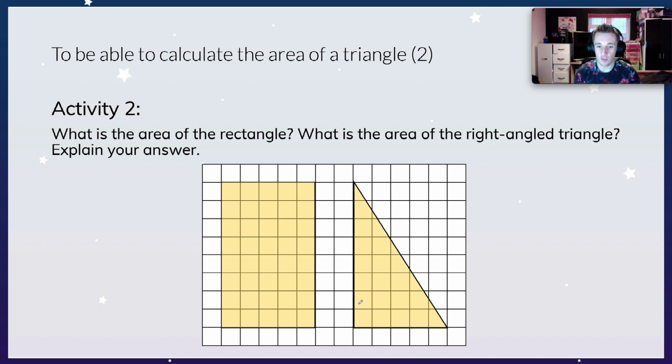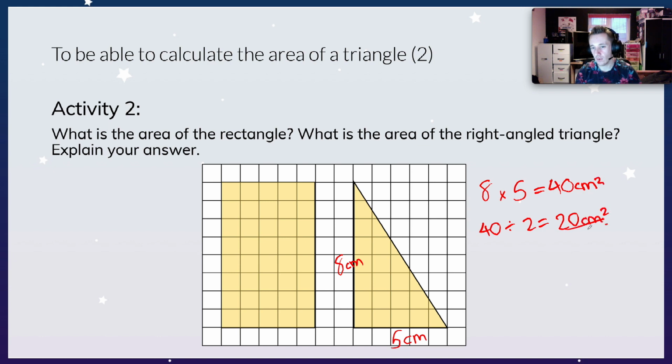So we're going to go count up. So we've got 1, 2, 3, 4, 5, 6, 7, 8. So we've got 8 centimetres there. And we're going on the bottom. 1, 2, 3, 4, 5. So we've got 5 centimetres there. So the first question we do is we're going to do the length times the width. So that's 8 times 5, which is 40 centimetres. We then are going to halve it. So we do 40 divided by 2, which is equal to 20 centimetres squared. And there's my final answer, 20 centimetres squared.